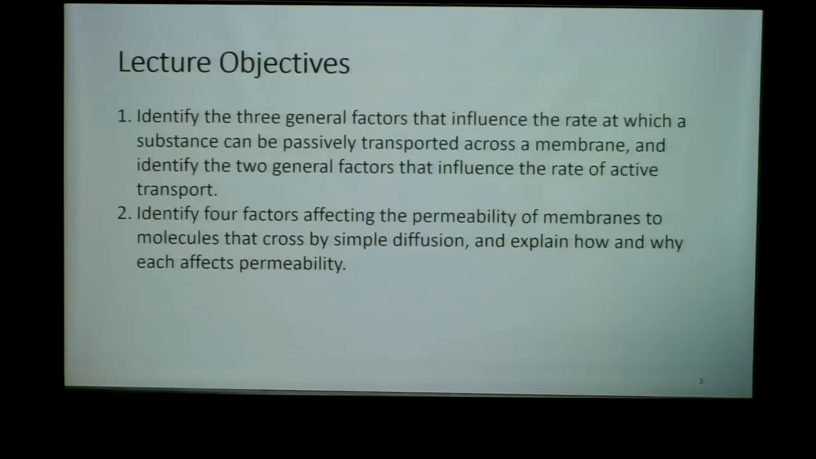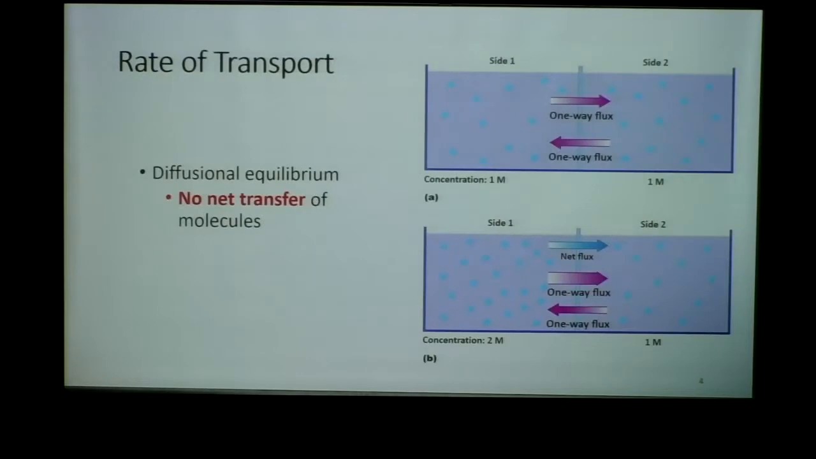Okay, so we're going to look at factors that affect the way particles move across the cell membrane, and we're going to talk about two general factors that influence the rate. All right, some factors that influence how fast those particles are moving across the membrane. So the first thing we'll look at is the rate of transport.